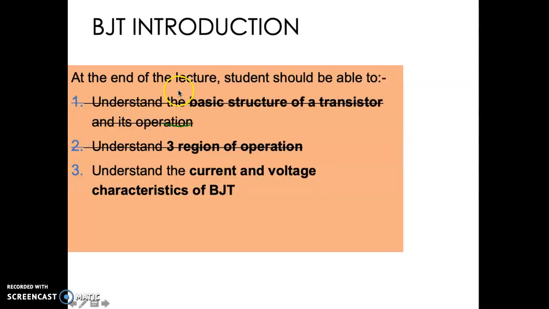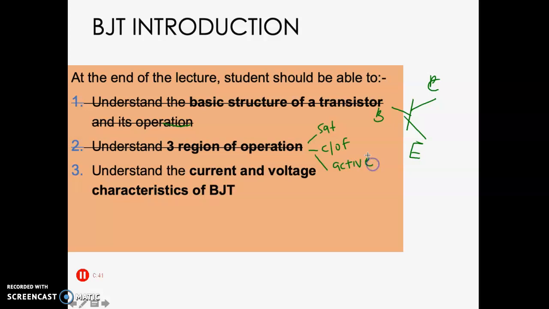So here is the learning outcome for your BJT. Number one, we have learned about the basic structure of your transistor. So we have three terminals: one is your B, C and E. So three terminals, three currents. And how about the regions of operation? We have saturation, cutoff, and active.